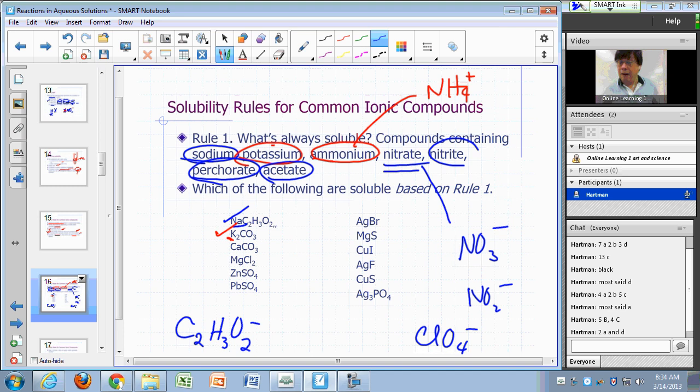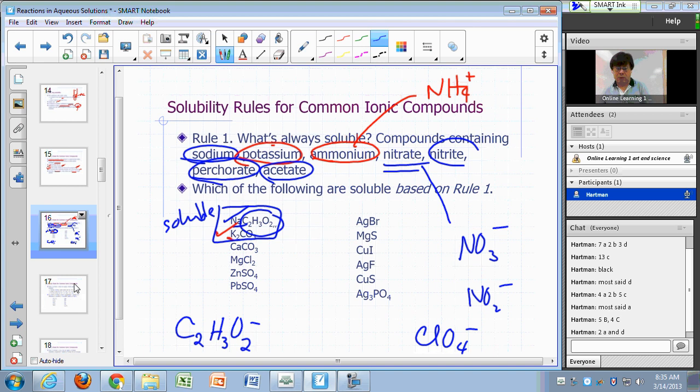Okay, so of the list given here, based on rule number 1, we know that these are soluble. Sodium, there's acetate right there. So sodium acetate and potassium carbonate are soluble. Now, that doesn't mean that these others are insoluble. We can't make a decision about those others yet because we have to go on to rule number 2. But if you've established based on rule number 1 that something is soluble, you can stop right there. You already know it's soluble. But these other ones, you don't know yet. So let's move on to rule number 2 to see which of these other ones could be soluble.